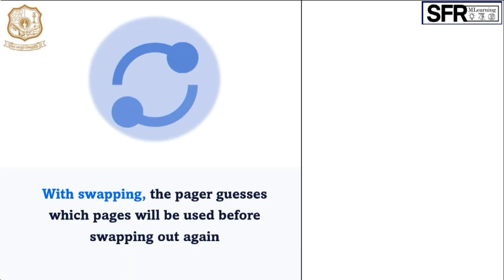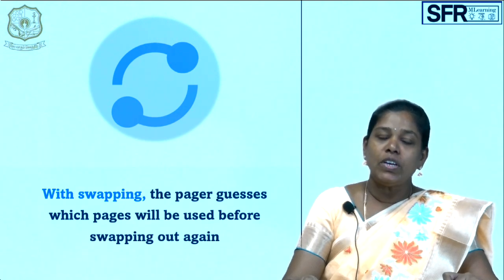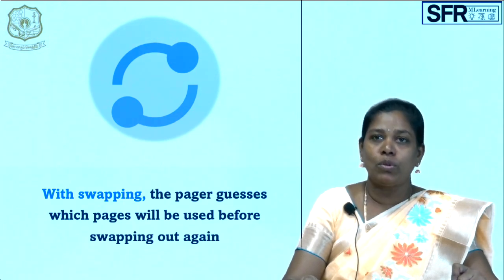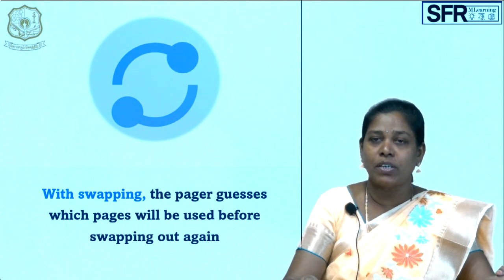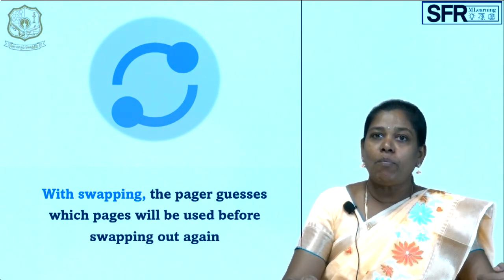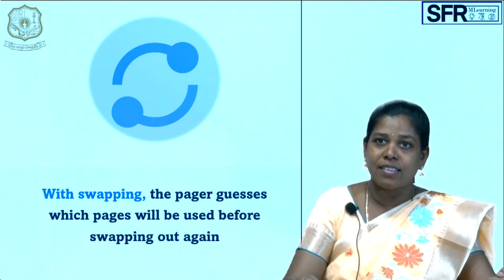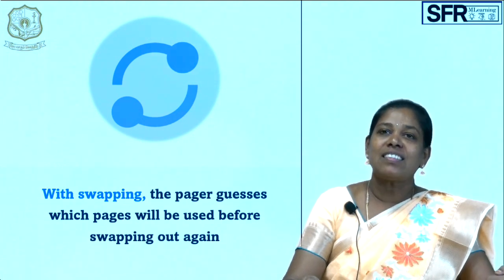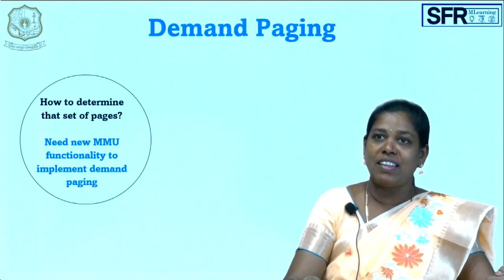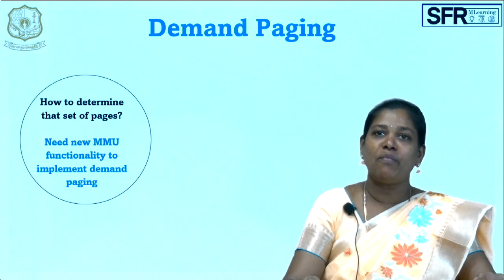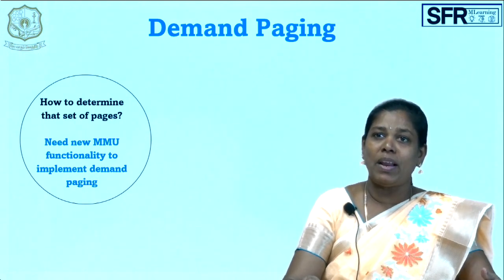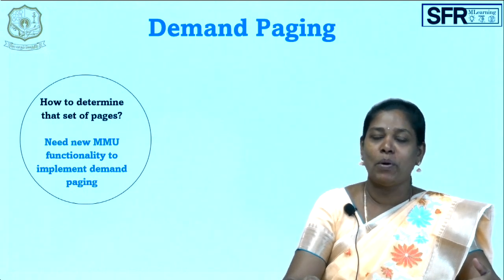And with swapping, the pager guesses which pages will be used before swapping out again. If I am bringing in pages 5, 6, 7, 8 instead of the other pages, why should I swap those pages? That is the question here. So before replacement, the pager has to guess which pages will be used, and this guessing can be done with the help of the memory management unit, and the MMU is responsible for determining the victim pages, which pages can be replaced instead of the new pages that have to be brought in.